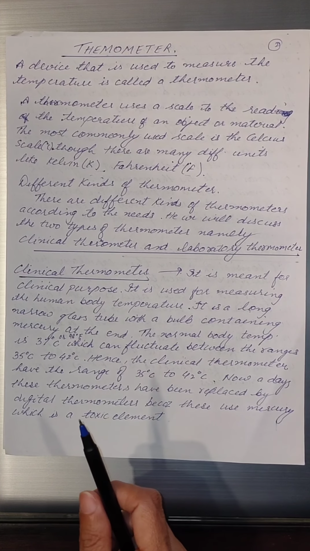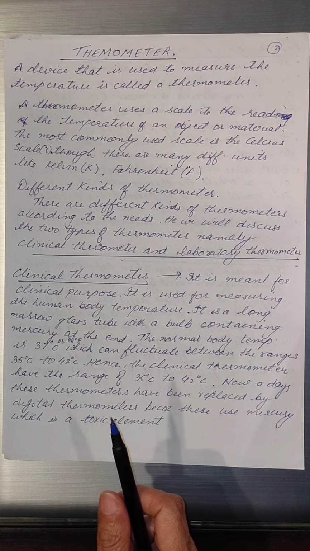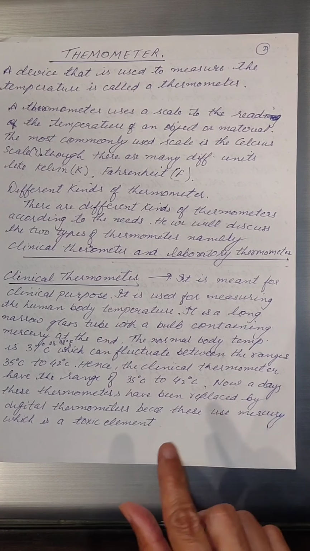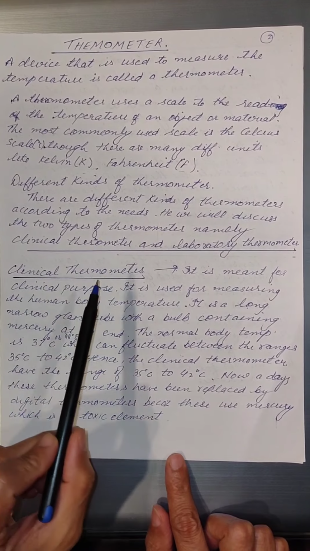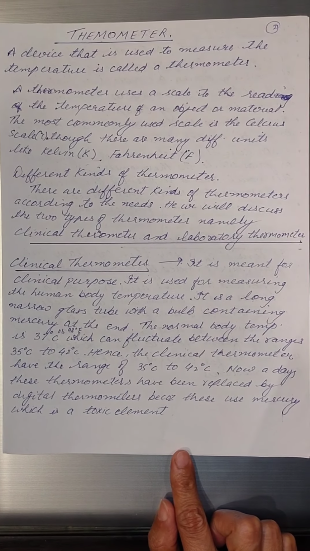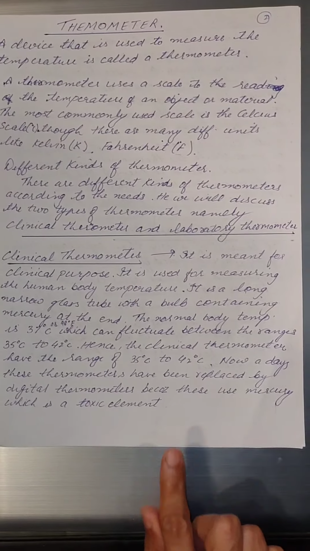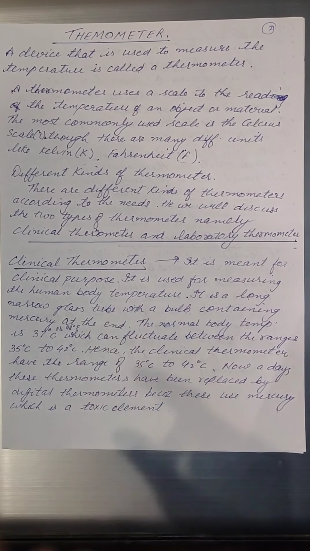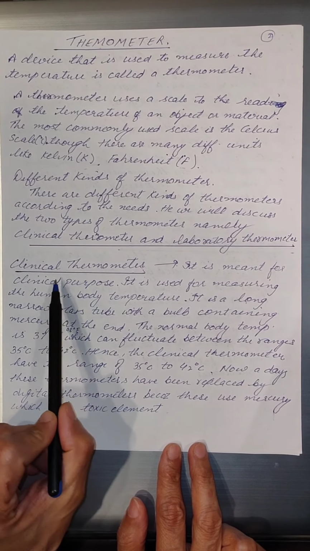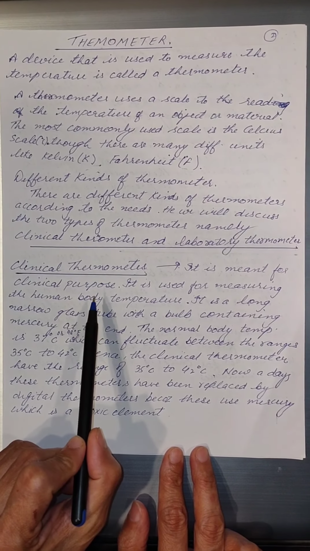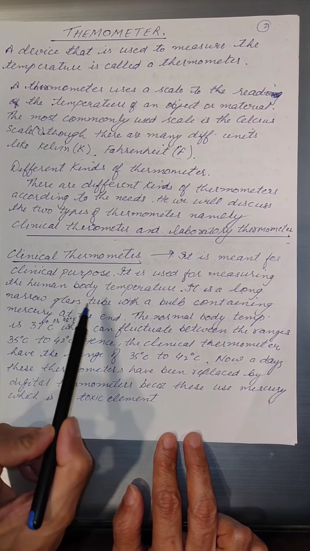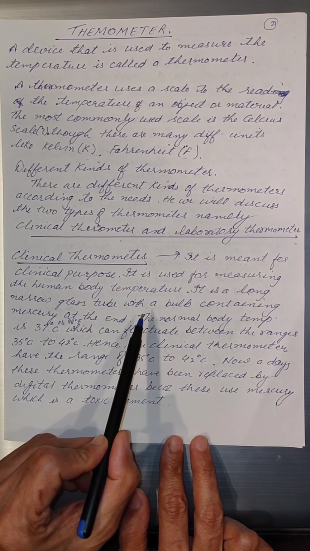Now there are different kinds of thermometers which are used according to the needs. But here we are going to discuss two types of thermometers, that is clinical thermometer and the laboratory thermometer. First, clinical thermometer. Now what is a clinical thermometer? It is clear from the name. A clinical thermometer is meant for clinical purposes, like measuring the temperature of the human body.